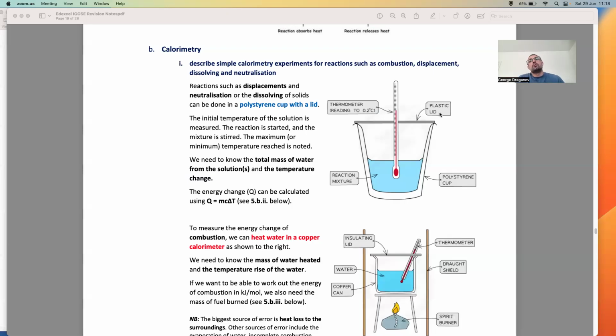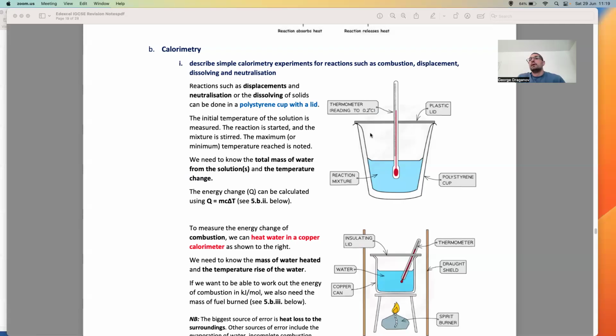Then you immediately close the lid and you stir, and you wait until you reach your maximum or minimum temperature. So temperature can either go up for exothermic or down for endothermic. In the case of combustion, it'll go up, displacement, it'll go up. For dissolving and neutralization, it can go either way. For neutralization, it usually goes up unless it's a hydrogen carbonate.